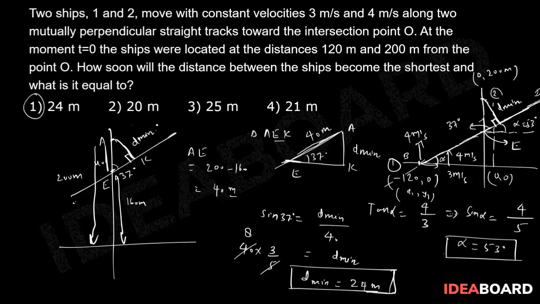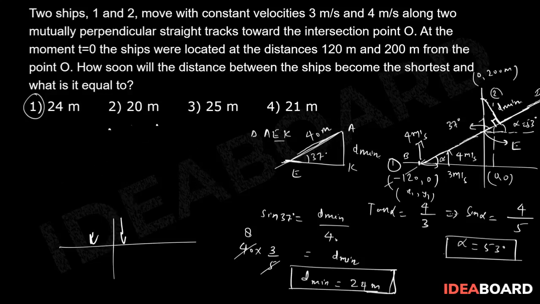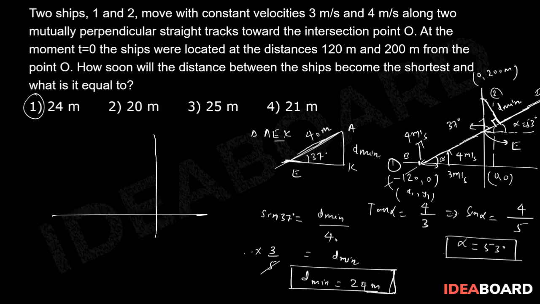There can be another method, which is the calculus method, but that can be pretty difficult for many students, because in that you need to differentiate things. So we are not going into that method, but I'm just giving you the hint how to do that. So let us assume that at a particular point, this ship was initially here, this ship was initially here.